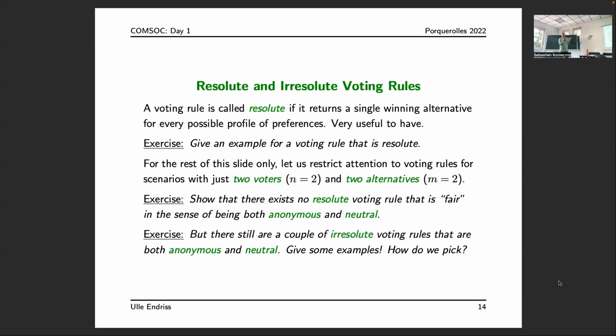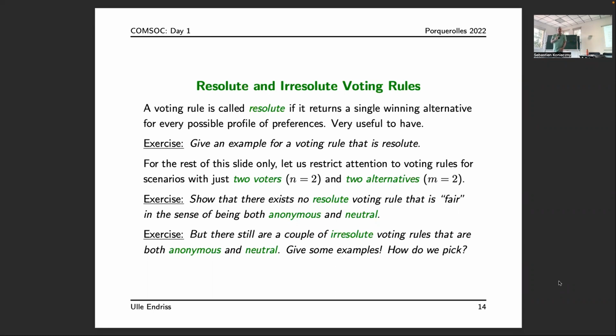Okay, so it's difficult to design these rules. Let's focus on them for the moment for the case where there are just exactly two voters and two alternatives. So quite a simple case. Exercise. Prove that, for example, plurality does not work. There could be a tie, right? Maybe there's another rule. Exercise: prove that there exists no rule that is anonymous, neutral, and also resolute in this case.